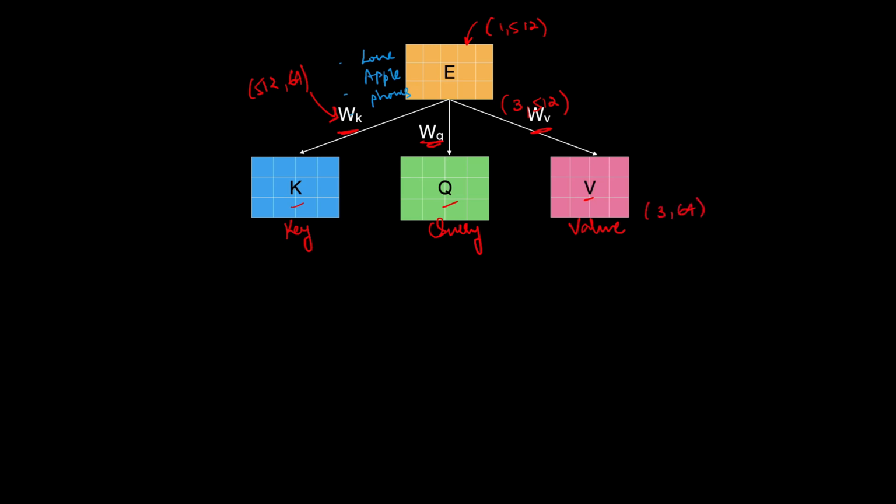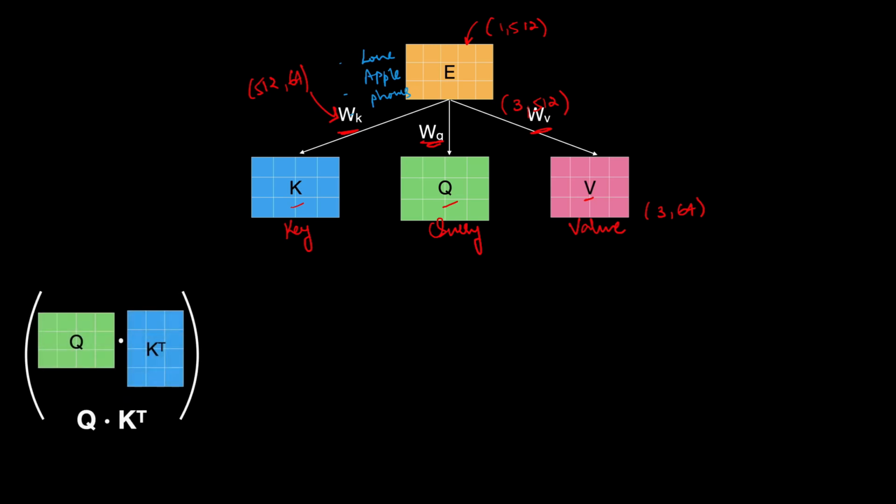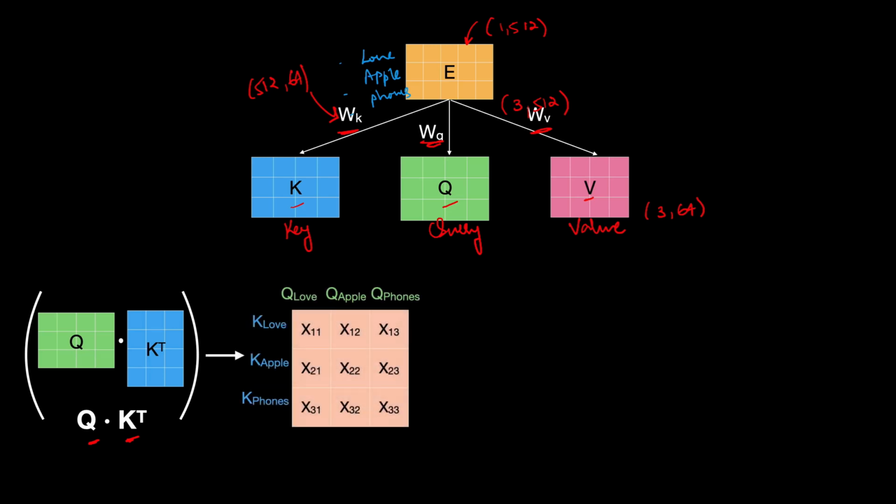Alright, then in our self-attention mechanism, we will multiply the query matrix with the K transpose matrix. And this matrix multiplication will give us the dependencies between the words. For example, this X12 will be the dependency between the word apple and love in that sentence. And this X22 will be the dependency between apple and apple in that sentence. This X32 will be the dependency between apple and phones. So this way we will get the dependency or the relationship between every pair of words in our sentence.